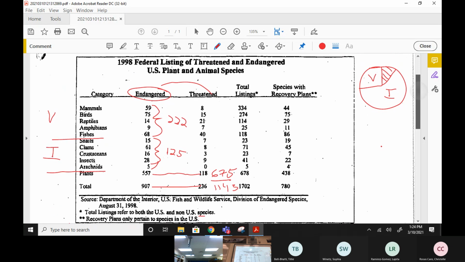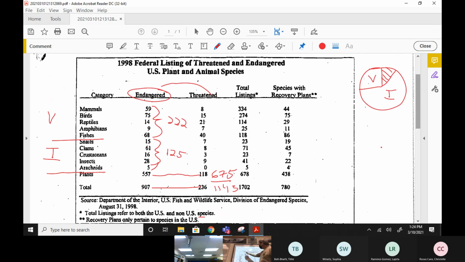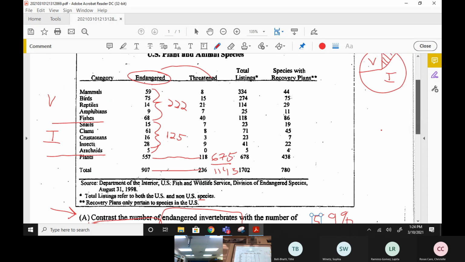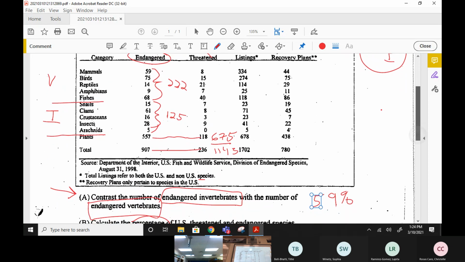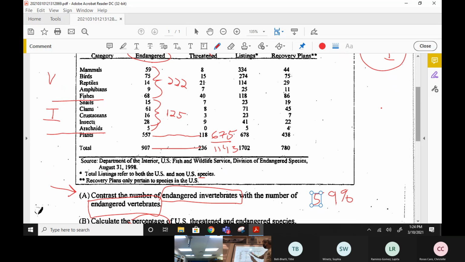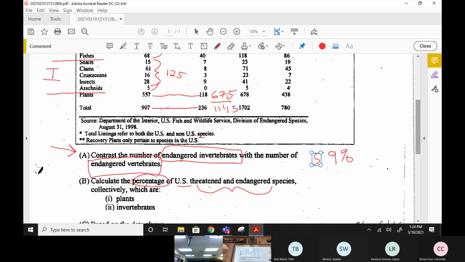We're doing a practice FRQ where we're analyzing the number of threatened and endangered plants and animals from 1998. We've already answered question A, where we found there were more vertebrates than invertebrates on the endangered list. And now we are on the second part of part B. We're calculating this percentage. We already got that the plants were 59% of the list, combining both endangered and threatened here.